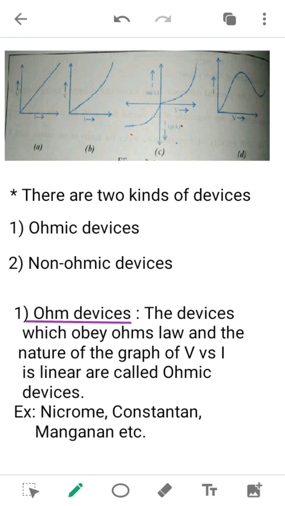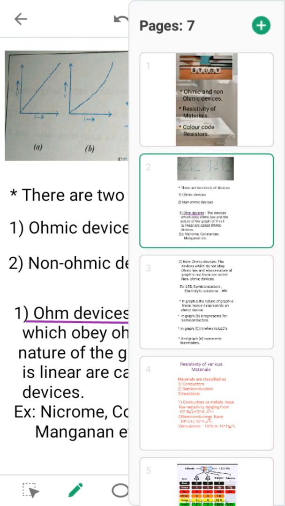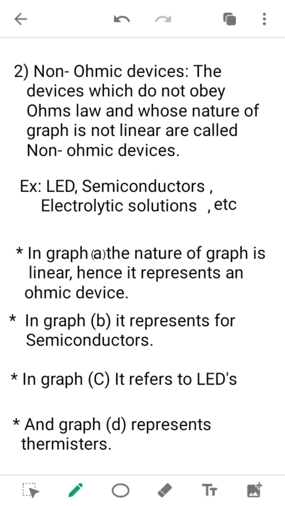And let us see what is a non-ohmic device. Non-ohmic devices are the devices which do not obey Ohm's law and whose nature of graph is not linear. Examples: LED, semiconductors, electrolytic solutions, gas ions, etc. So these are the non-ohmic devices.